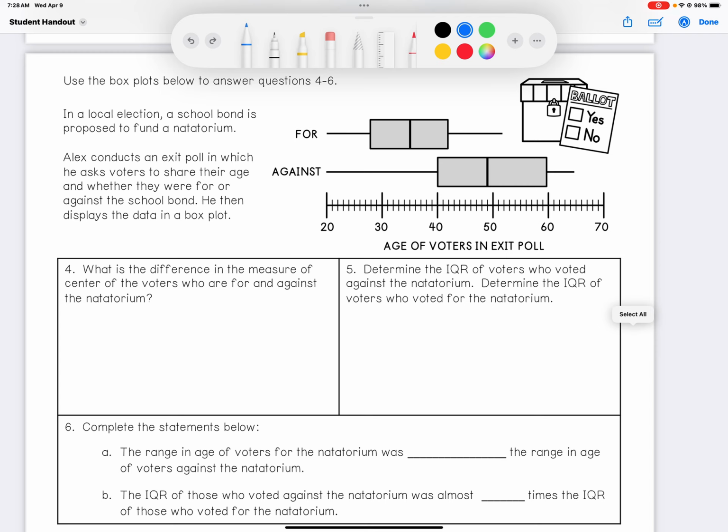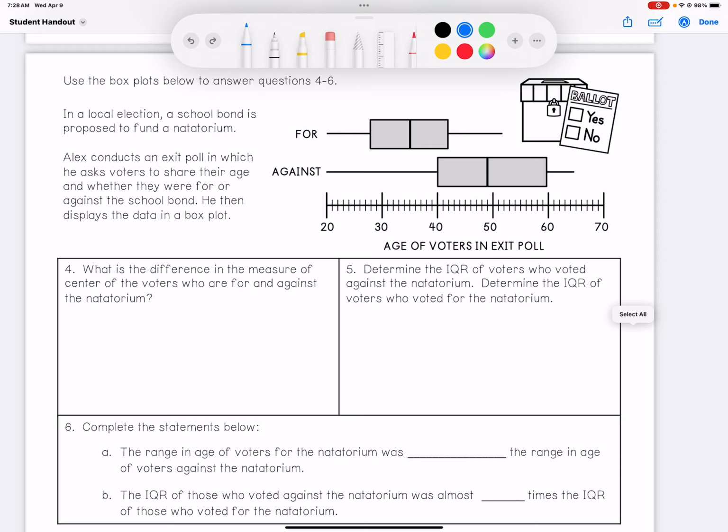New information for me. Anyways, Alex conducts an exit poll in which he asks voters to share their age and whether they are for or against the school bond. He then displays the data in a box plot. What is the difference of measure of center of voters who are for and against the natatorium? What is the measure of center?